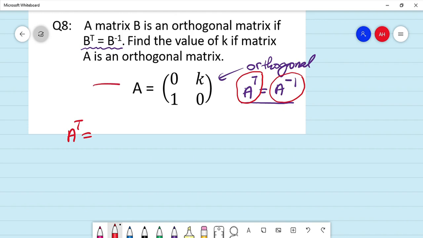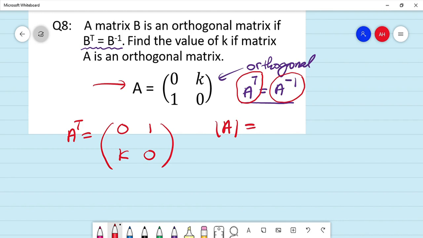Now let's find what A transpose is. Given matrix A is like this. So what is A transpose? Rows become columns, columns become rows. So column number 1, 0, 1 becomes row number 1, 0, 1. Column number 2, that is k, 0, becomes the second row, that is k, 0, like that. That is A transpose.